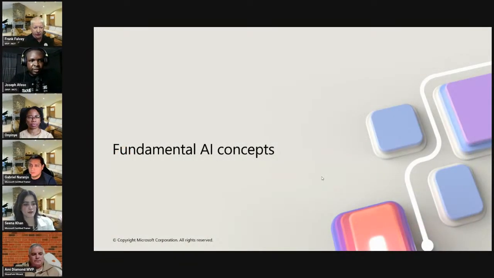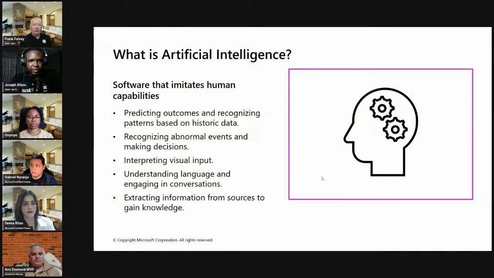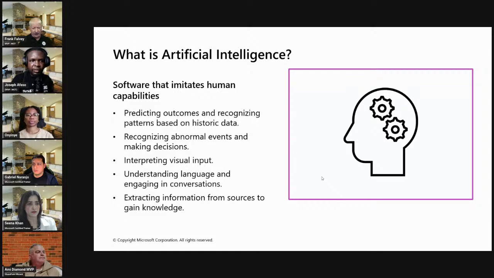So this is the section I'm going to do this week. So what is artificial intelligence? It's software that imitates human capabilities: predicting outcomes and recognizing patterns based on historic data, recognizing abnormal events and making decisions, interpreting visual inputs, understanding language and engaging in conversation, extracting information from sources to gain knowledge.